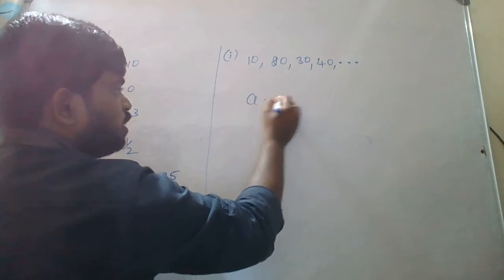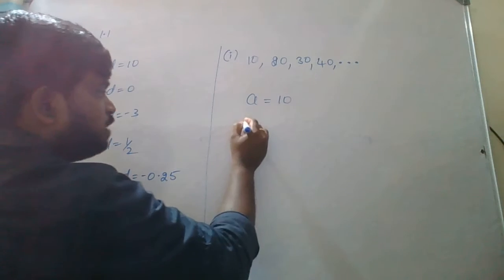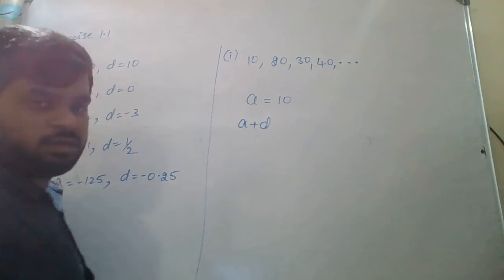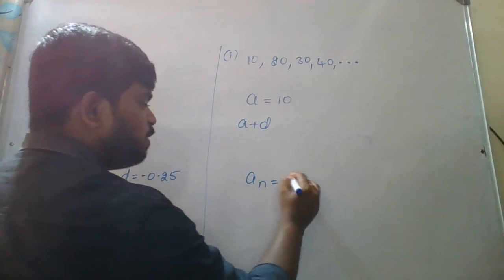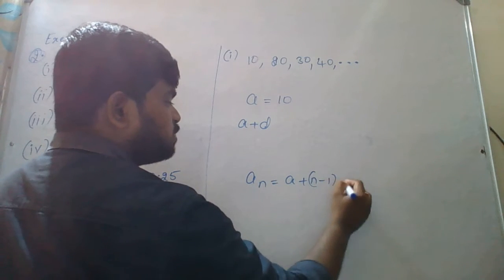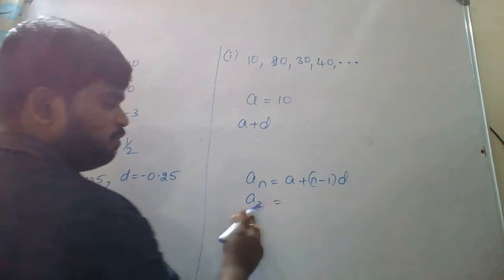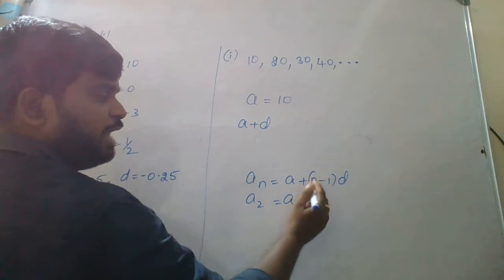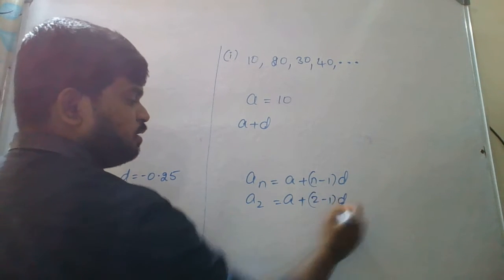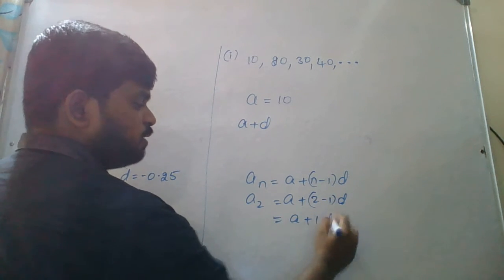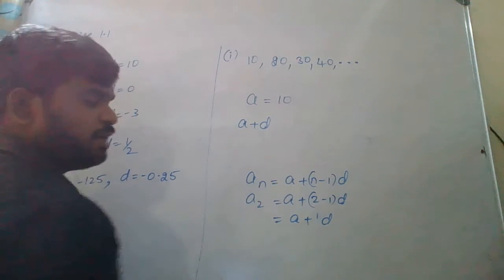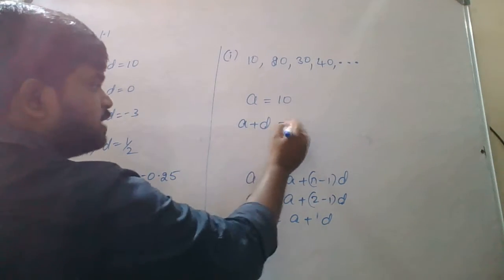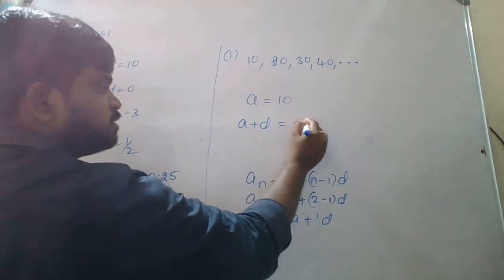The first term we know it is A. The second term is given by the formula A plus D. If you use this formula, AN is equal to A plus N minus 1 into D, the second term, A2, will be A plus, N is 2, 2 minus 1. So 2 minus 1 is 1. So A plus 1D can be simply written as A plus D. So A is 10, D is 10. 10 plus 10 is 20.